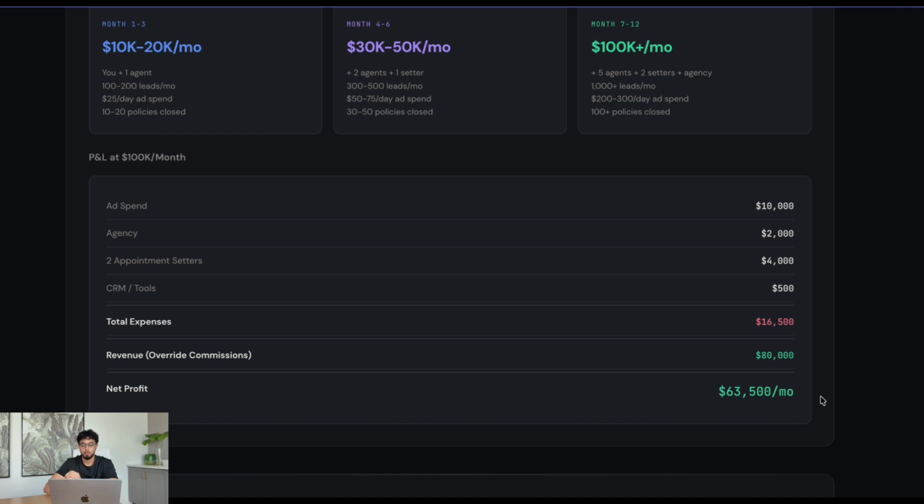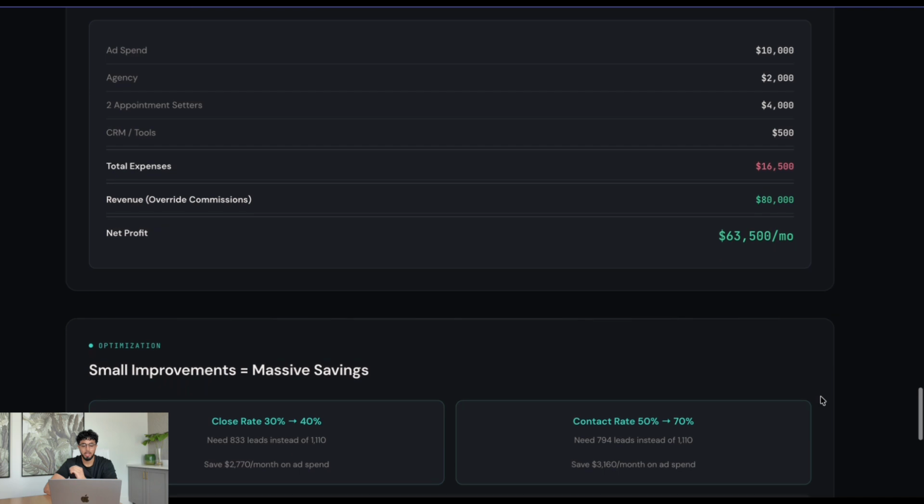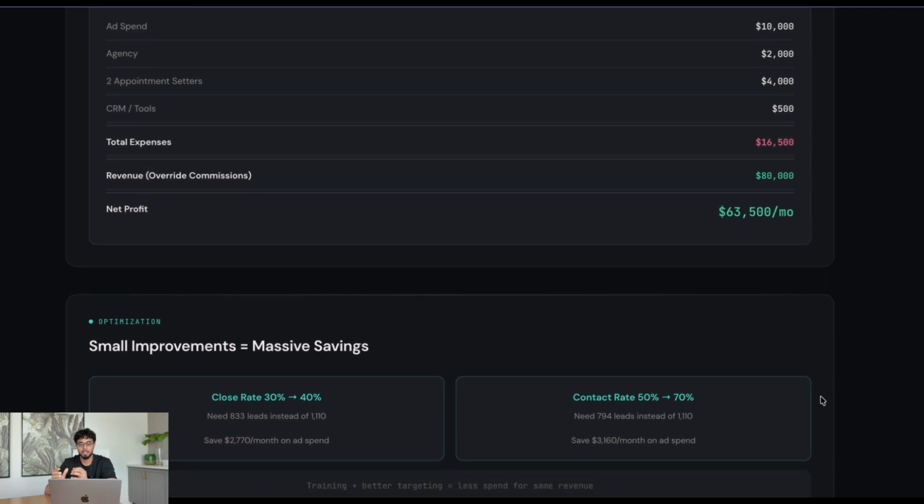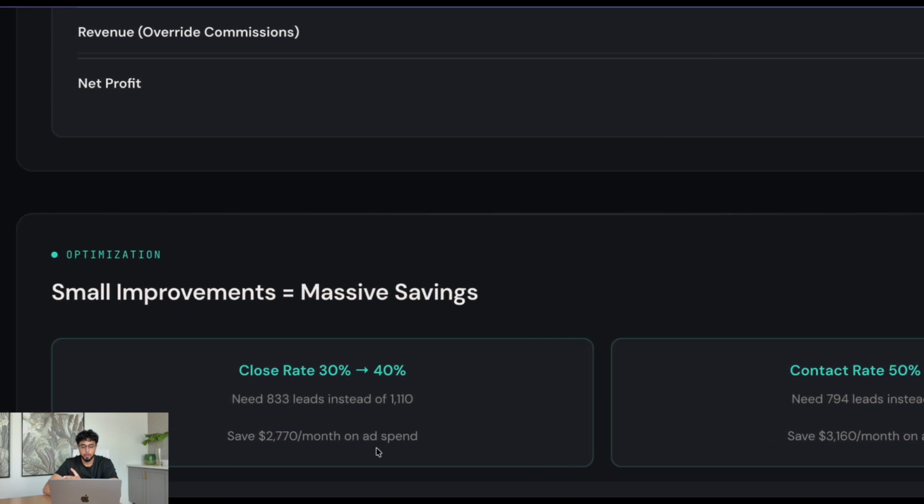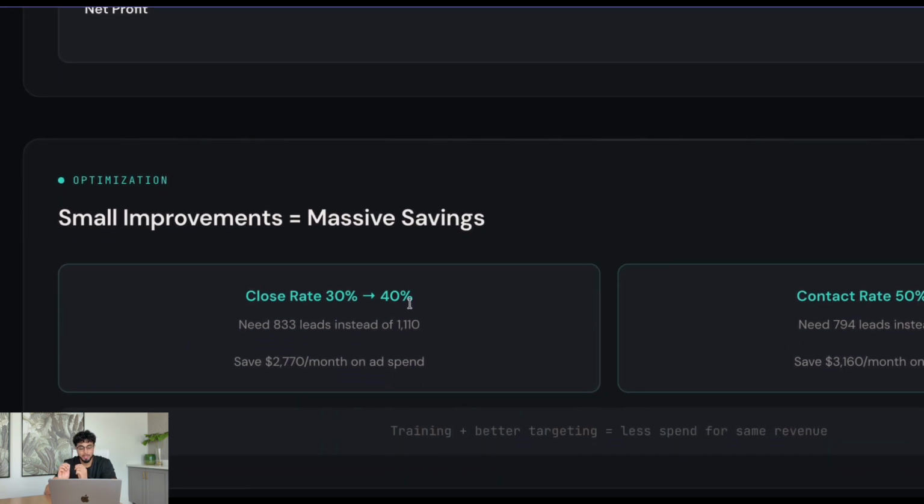And it's extremely possible if you put in the work every single day to make this happen and dial all these little metrics in. And to optimize, even make more money out of the same amount of leads, closing rate, like I mentioned earlier, 30 to 40% close rate. If you just increase by 10%, you only need 833 leads instead of 1,110. And you're saving over 2 grand a month on ad spend because you're just closing more deals. You're not just getting more leads. You need to make sure you're actually closing effectively.